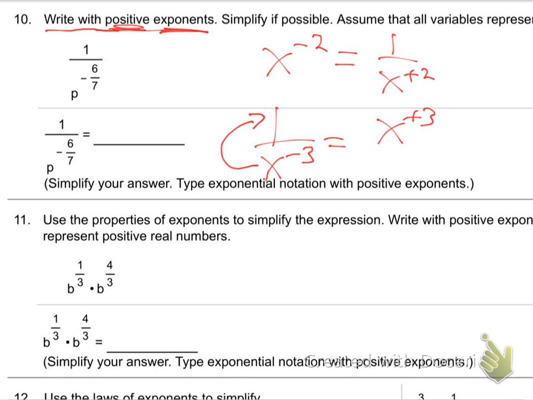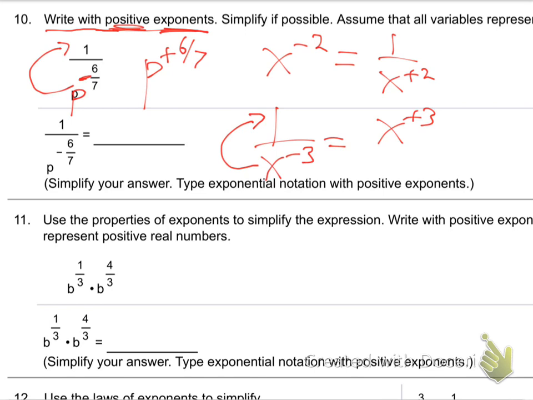Okay, let's get back to this one now. This is a P, if you can see this down here, and it's got a negative power. It's on the bottom with a negative power. So what's it going to do? Jump to the top, right? The whole thing will jump to the top and it'll become P to the positive 6/7, on the top now, not on the bottom. Everybody see what happened there?